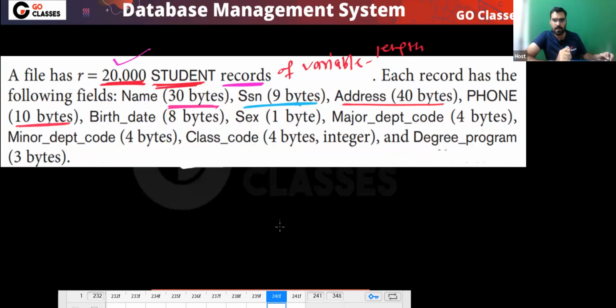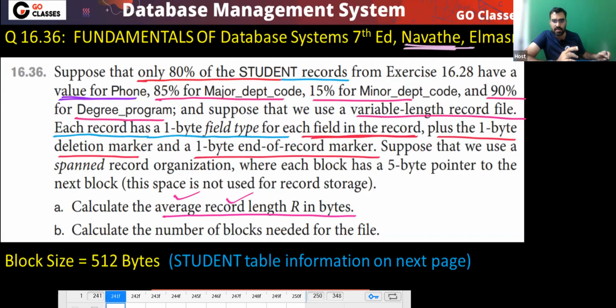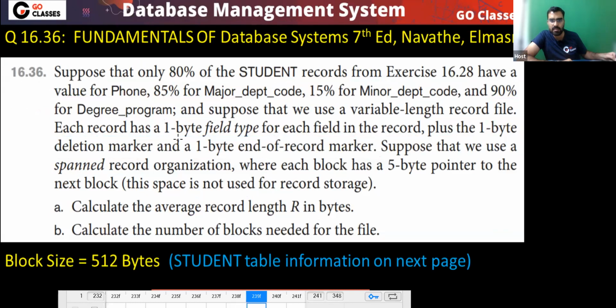See this statement. Focus on this statement: for each field in the record, you store 1 byte field type. Whatever field you store in the record, will every record have a phone number field? Tell me, will every record have a phone number field? It will not. Because the question is already saying this is a variable length record. Remember, these are variable length records.